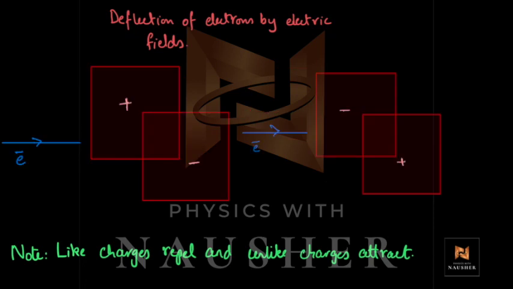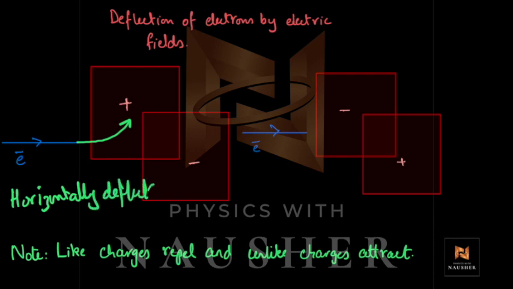Now let's say you have these vertical plates and I ask you to complete the path for the electron. You know that the electron is going to move towards the positive plate like this, because like charges repel and unlike charges attract. The electron is negative, so it will be attracted towards the positive plate. So this is a horizontal deflection. It will horizontally deflect. It's just like you're going on a straight road and you take a left turn, for example.